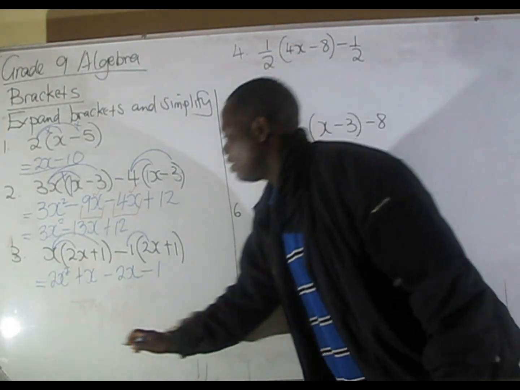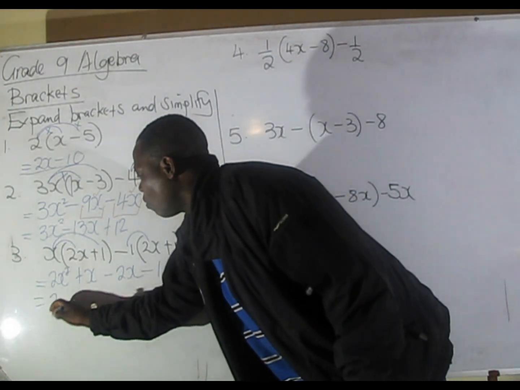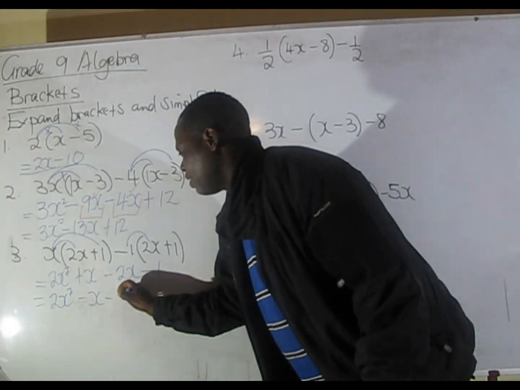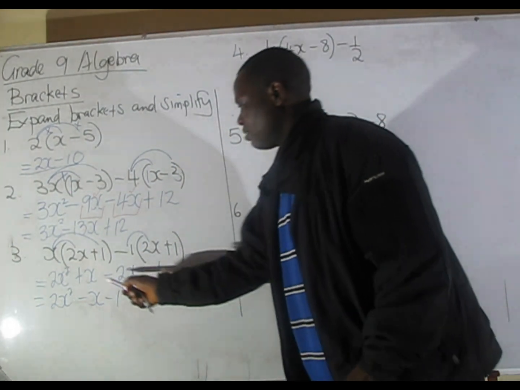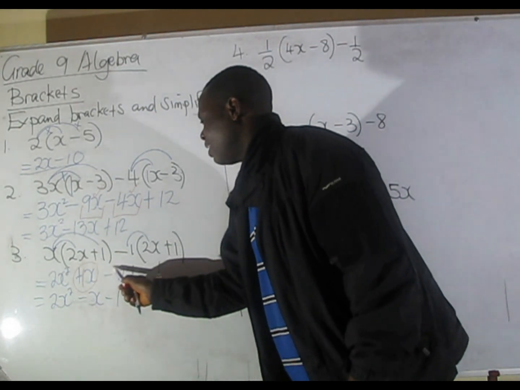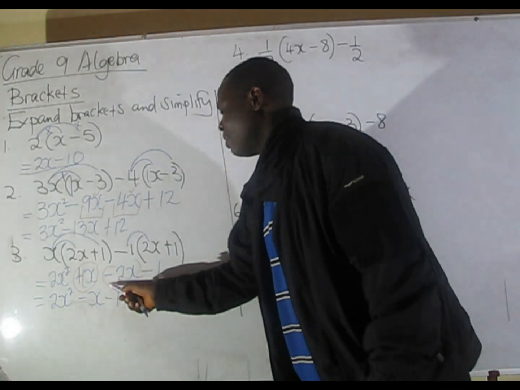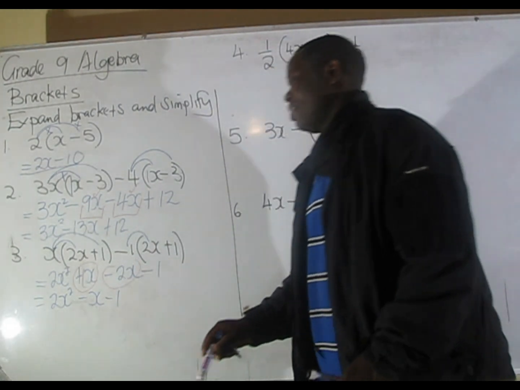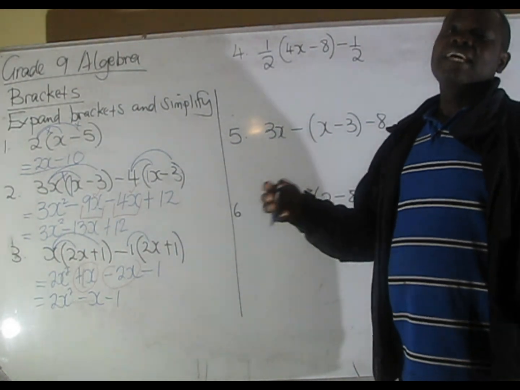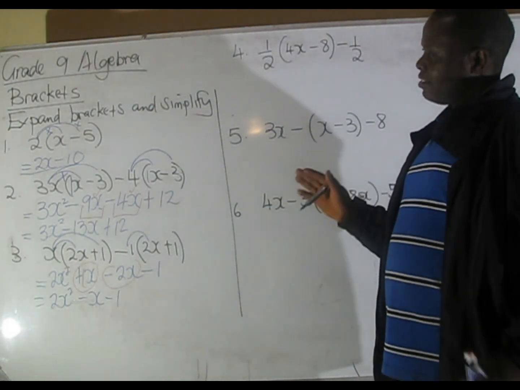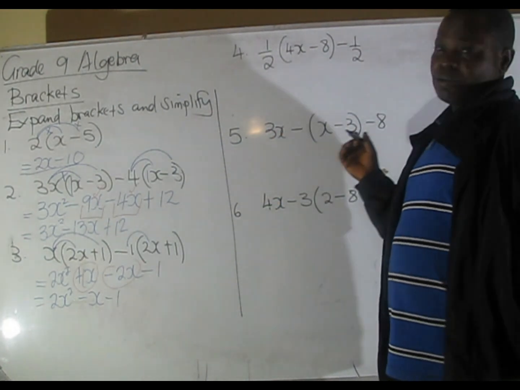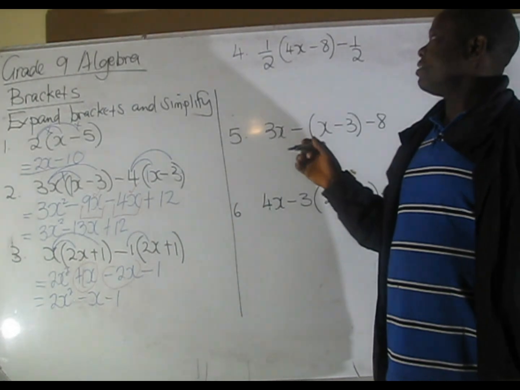So the next thing is to look for like terms and add them. In this case, we've got 1x here and we've got a negative 2x. So this one and that one is 1x minus 2x. The answer will be minus 1x. That is my expression. I've removed the brackets and I've simplified it. Very straightforward. There is no reason for a person to get diarrhea in an exam because of this. It just needs you to practice it.